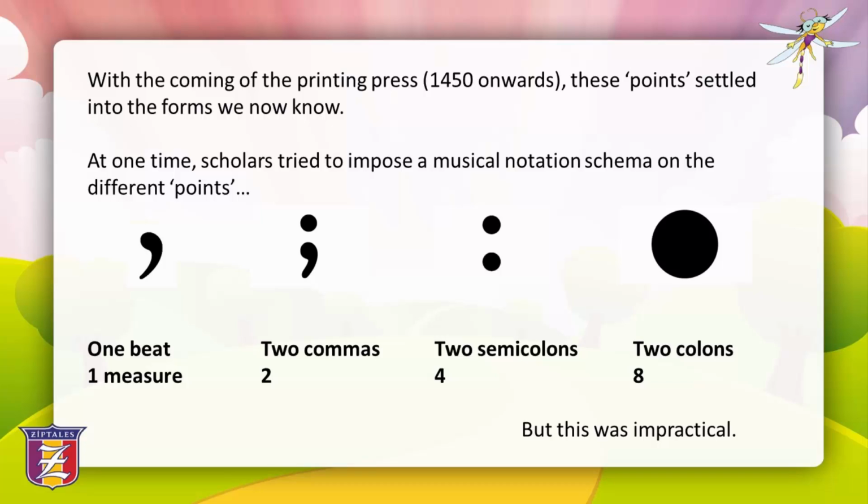At one time, scholars tried to impose a musical notation schema on the different points, arguing that the comma was one beat, a short pause, the colon 2 beats, or 2 commas, longer, the semicolon 2 colons, the full stop 2 semicolons. But this was impractical. Imagine waiting 8 beats to start the new sentence. In practice, the exact timing has always depended on the text and the reader.